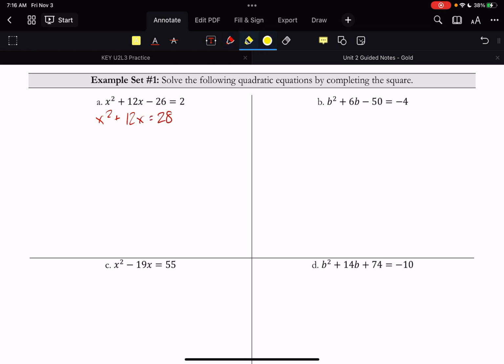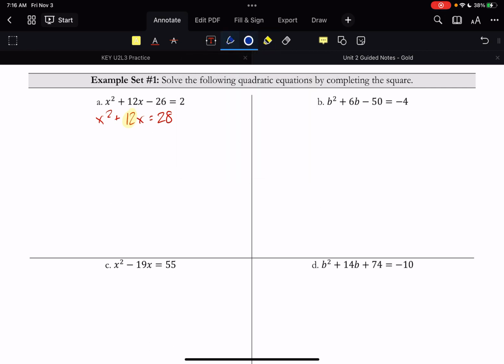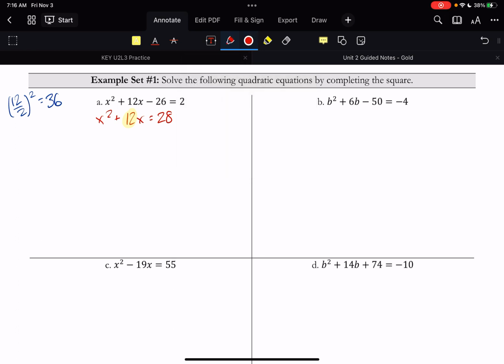My b term here is 12, so I want to find this value, b divided by 2 squared, so 12 over 2 quantity squared. 12 over 2 is 6, 6 squared is 36. So what I'm going to do is add 36 to both sides of my equation to balance it out. So x squared plus 12x plus 36 equals 28 plus 36. Again, all that I did, I added this to both sides of my equation.